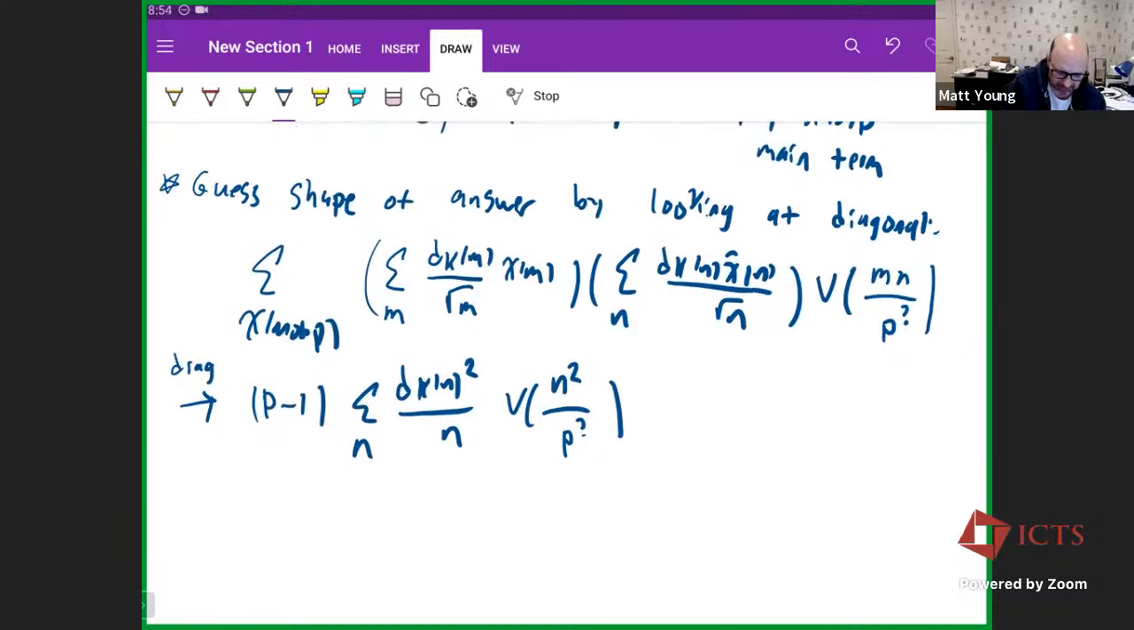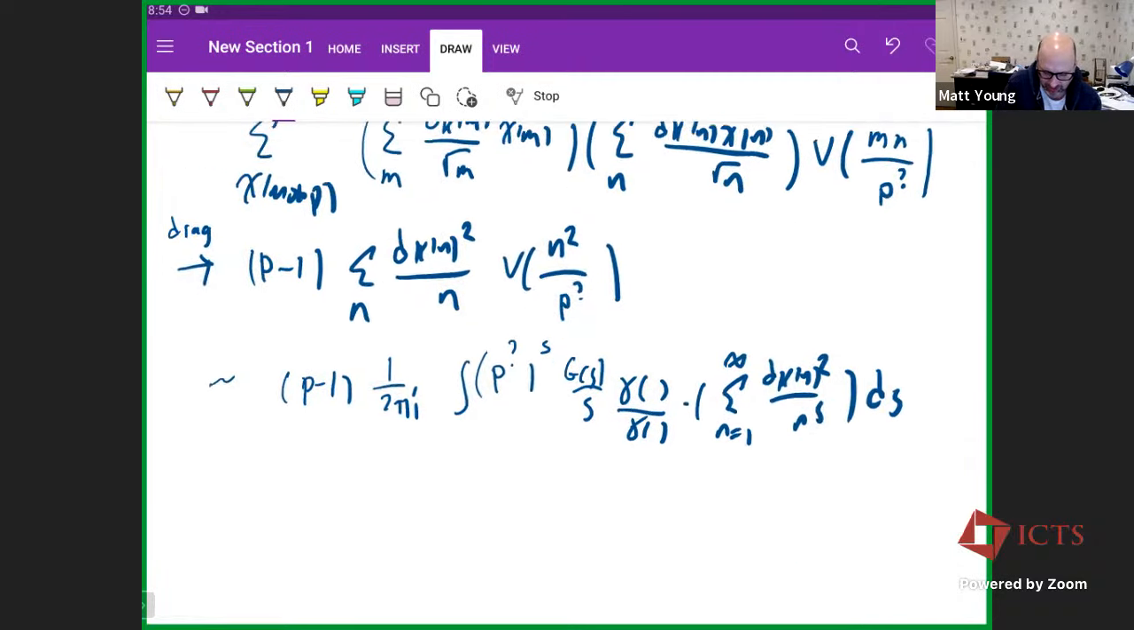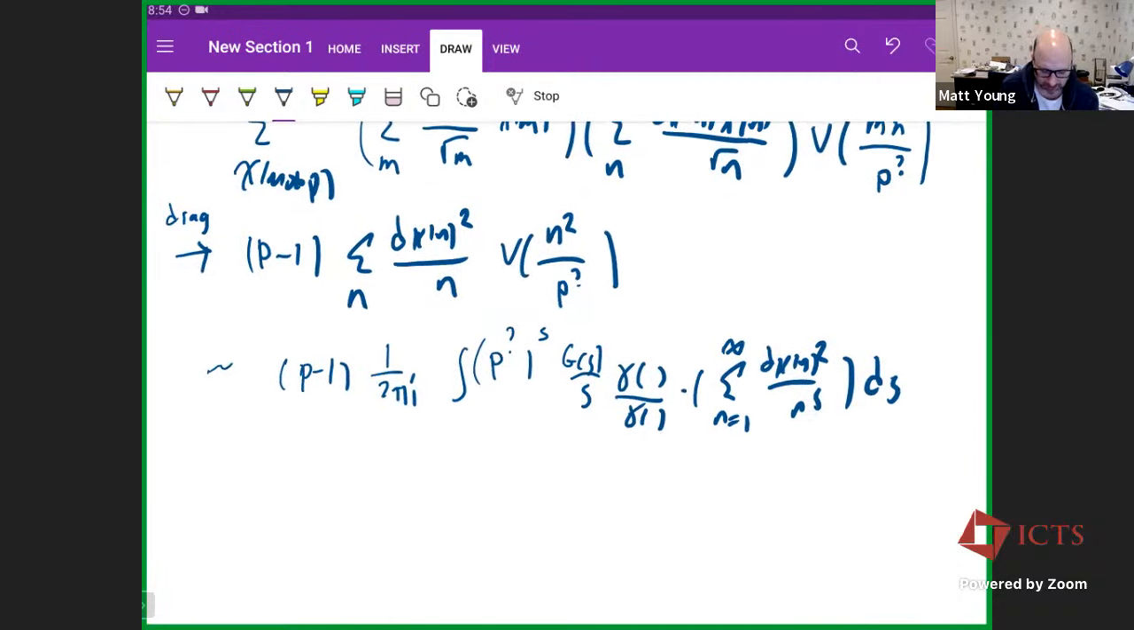So this should be something like, if you take the definition of this V function as an integral, this should be like p to whatever power, p to the question mark power to the s, and then you've got your G of s over s, you've got various gamma factors that don't matter, and then you've got the sum from 1 to infinity of d_k(n) squared over n to the s, ds. And you mainly just want to know what's the size of the pole, like what's the order of the pole here?